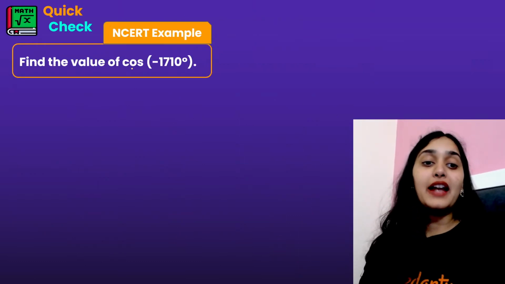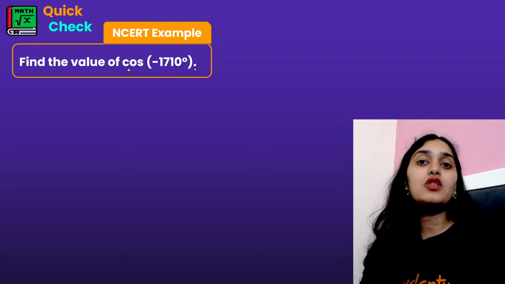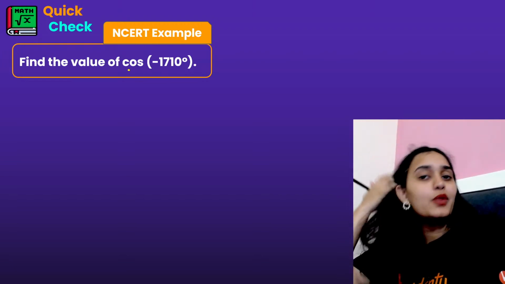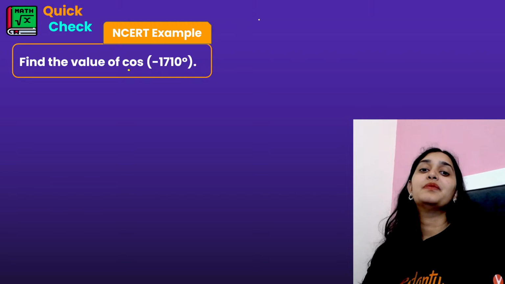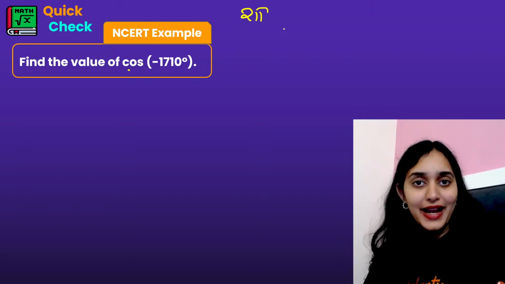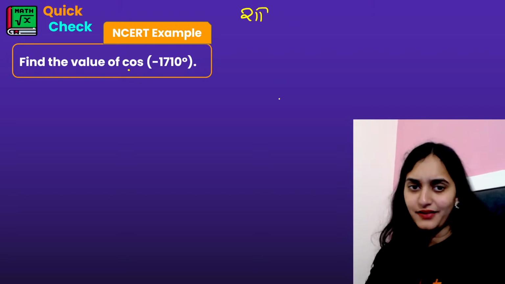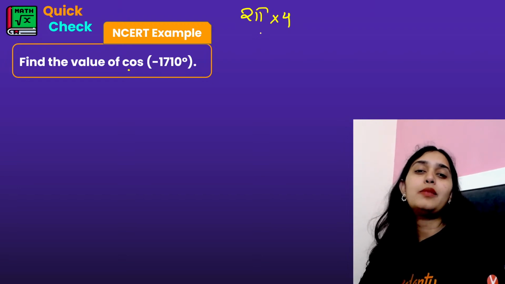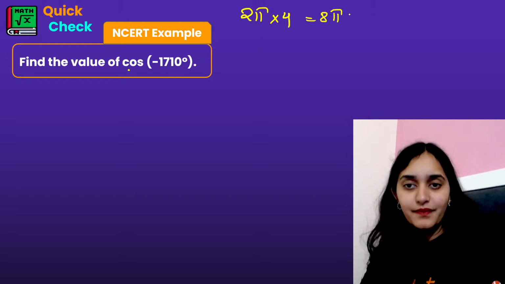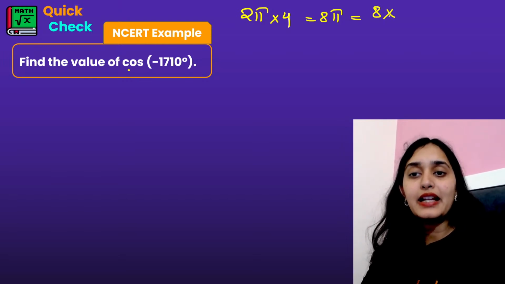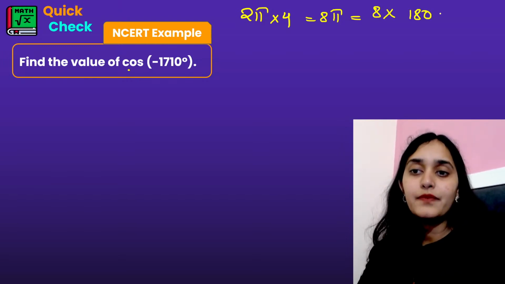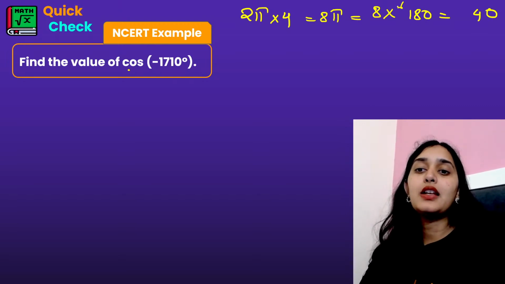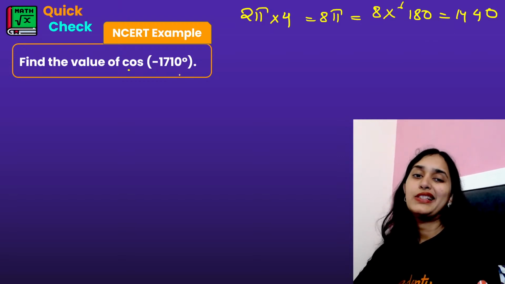Next question. Find the value of cos minus 1710 degree. I don't know the value of cos 1710 degree. How will I find it? Well, I know that after every 2 pi, cos repeats itself. Let me find out what is 2 pi into 4. It will be 8 pi. 8 pi is basically 8 into 180 degree. So it will be 1440. Not closer.